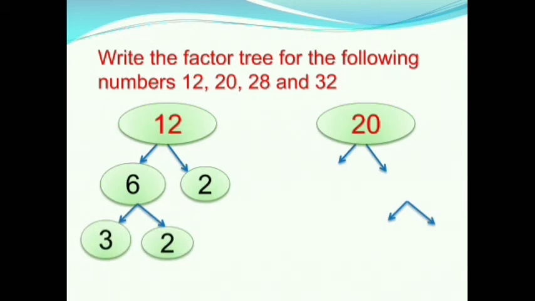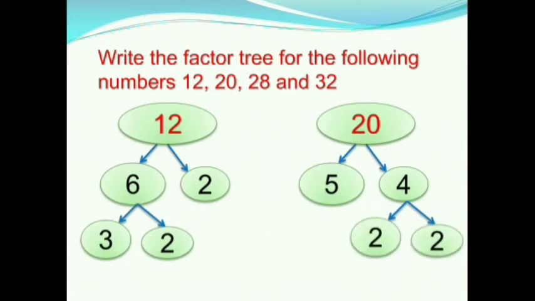Now we will write the factor tree for 20. Which are the two factors of 20? They are 5 and 4. 5 is a prime number, but 4 is not a prime number. 4 can be further divided into 2 and 2. Now we got all the numbers as the prime factors.